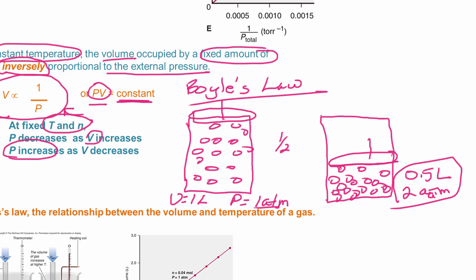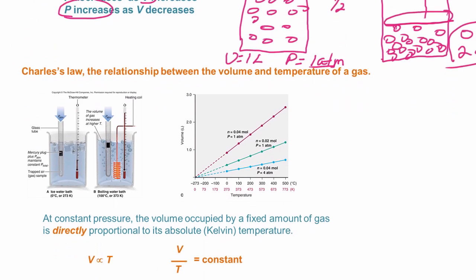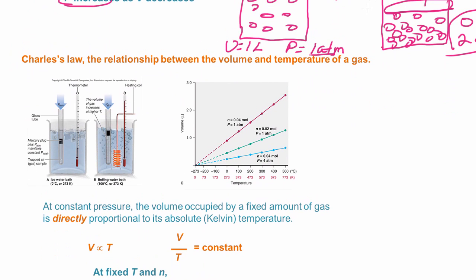So now let's take a look at another law called Charles's Law. Charles's Law is the relationship between the volume and the temperature of a gas. We see here volume versus temperature, and what we see is a linear relationship. Now, the temperature must be absolute temperature, and that is in Kelvin temperature.